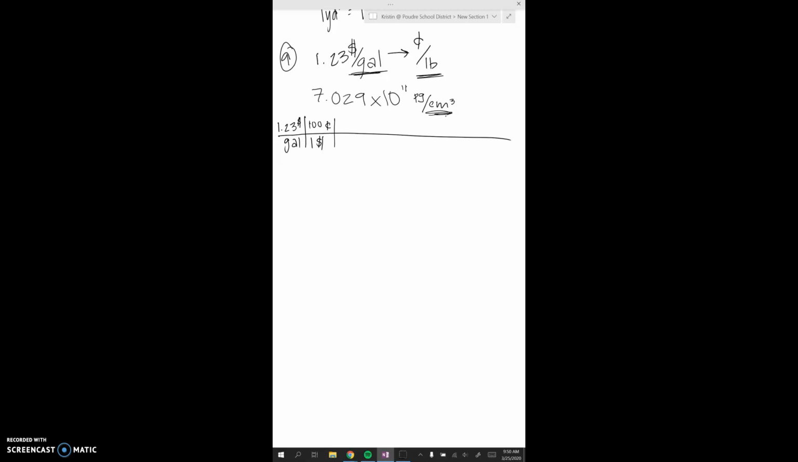So in 1 gallon, there's 3.785 liters. I found that at the top of my cheat sheet. In 1 liter, there's 1,000 milliliters. In 1 milliliter, there's 1 centimeter cubed. Okay, so now I've got my centimeter cubed unit, and so I'm ready to use my density.